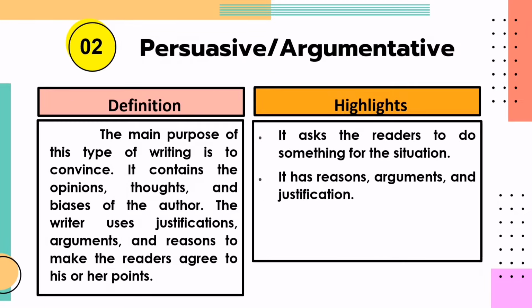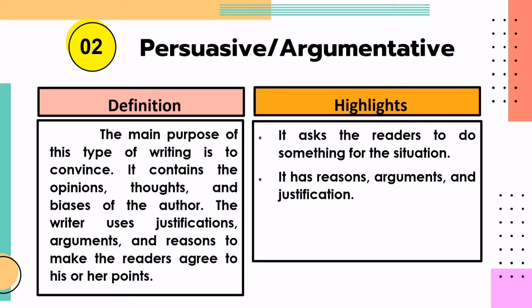The next type is persuasive or argumentative. The main purpose of this type of writing is to convince. It contains the opinions, thoughts, and biases of the author. The writer uses justifications, arguments, and reasons to make the readers agree to his or her points. Highlights: it asks the readers to do something for the situation. It has reasons, arguments, and justification.